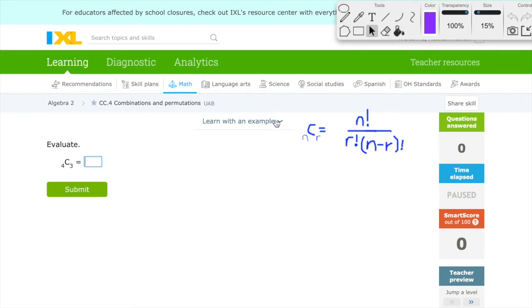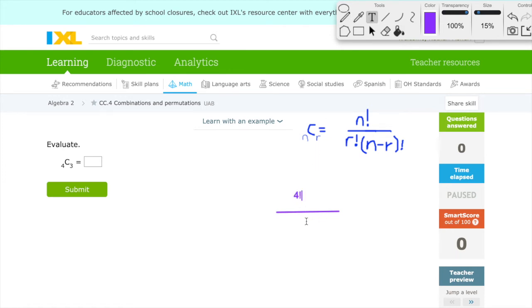So we see with the setup, we call the first number before the C n, and the one after it r, and we're going to plug those numbers into this formula. So let's go ahead and do that with our 4 and our 3. If we do that, we're going to have division. The n value in this case is a 4. So we're going to write, maybe I can type it in there and that might be better. 4.